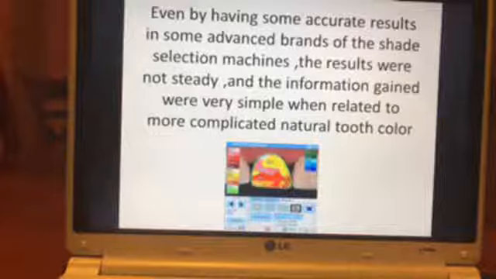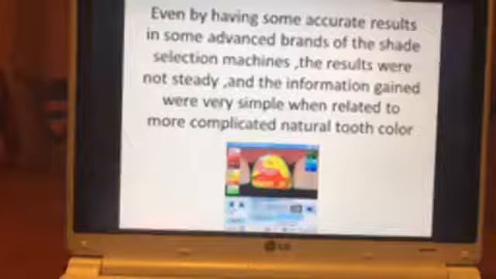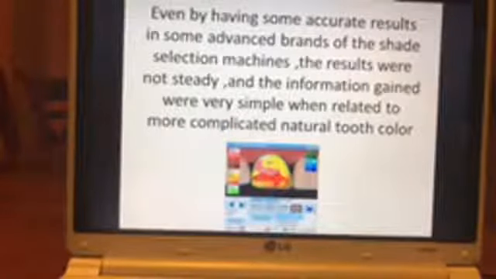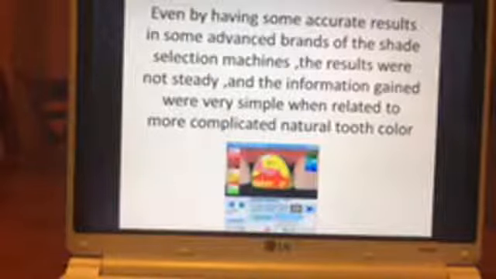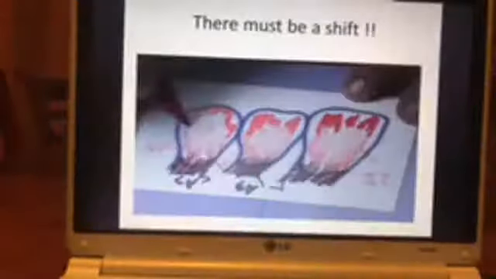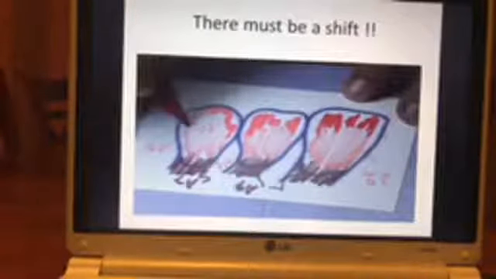I used to use those machines before in Abu Dhabi and in Dubai, and I ended up concluding that those machines are very good in everything except dentistry. You can use them for selecting anything but not dentistry. So we really have to understand what we are doing with the color, not only rely on technology. I'm not saying that they cannot help. They can help in selecting the basic color. But to have a multichromatic, full color, you have to depend on your skills, and I will explain this later. So there must be a shift.